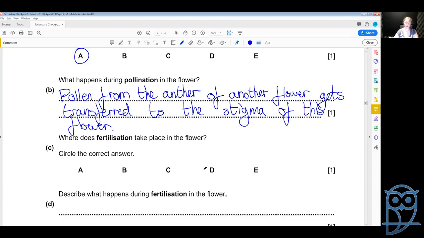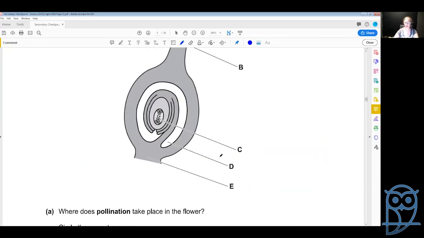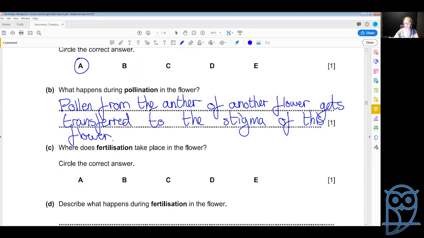Okay, where does fertilization take place? That would be over here in number C, which is inside the ovary.